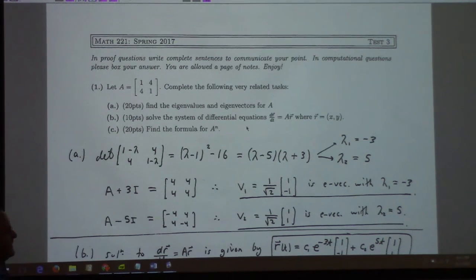So A plus 3I is this matrix. A minus 5I is that matrix. I can just look at these and tell you what vector when multiplied gives you 0, right? Like it's pretty obvious that 1, minus 1 when you multiply it by 4, 4, 4, 4 is going to give you 0, right? And it's pretty obvious that when you multiply 1, 1 on this matrix, you're going to get 0, 0.